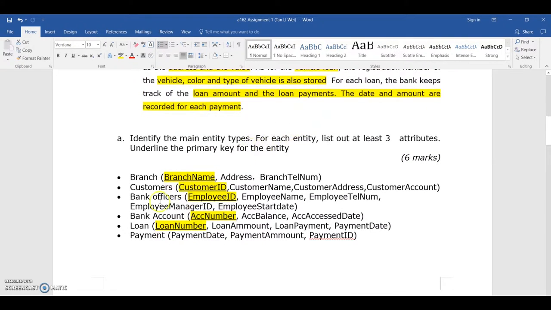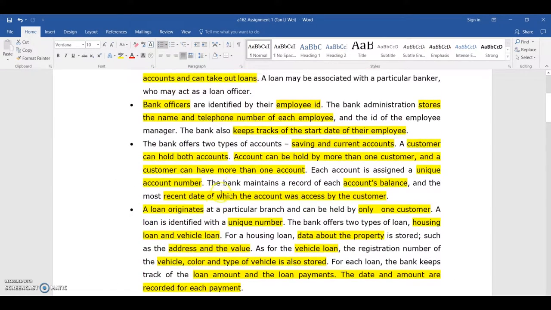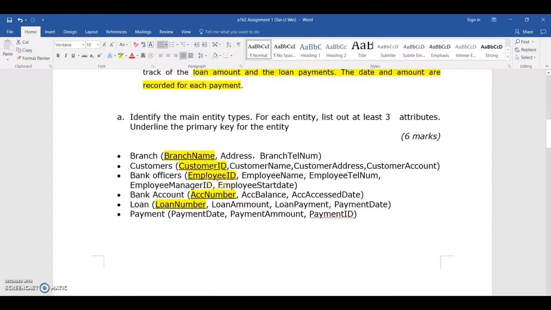So the fourth is the bank account, which has the attributes of account number, account balance, and account access date. The primary key will be the account number. As you can see here, customers can hold both accounts. These will be the subclasses, and here each account is assigned a unique account number. And this will be the primary key.